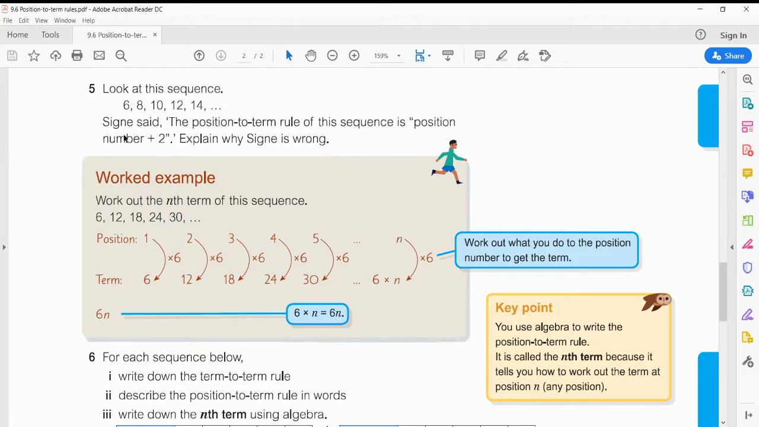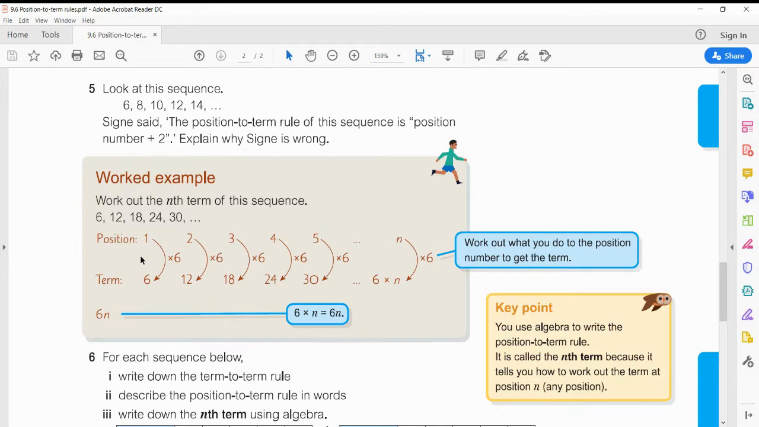Question 5. Look at this sequence: 6, 8, 10, 12, 14. Signy, I'm not sure of that name, said the position to term rule is position number plus 2. Explain why it's wrong. So this position number is 1. 1 add 2 is 3. Well, that's wrong straight away, isn't it? This position number is 2. 2 add 2 is 4. So that's wrong. So just showing an example of why it's not right.